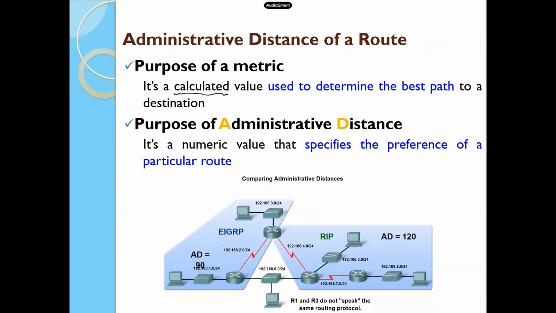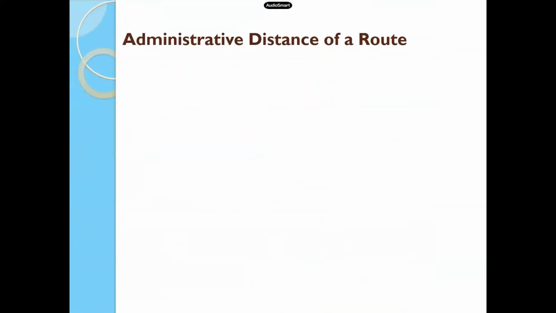So here is an example. Here we have two networks, RIP and EIGRP. For the RIP, the administrative distance is 120. And for the EIGRP, the Enhanced Interior Gateway Routing Protocol, it is 90. Keep in mind that R1 and R3, showing here, are not on the same routing protocol, so they cannot communicate between themselves. All right.